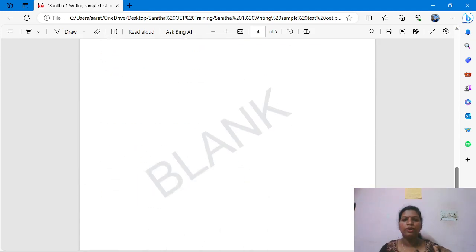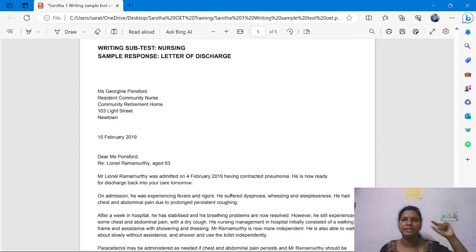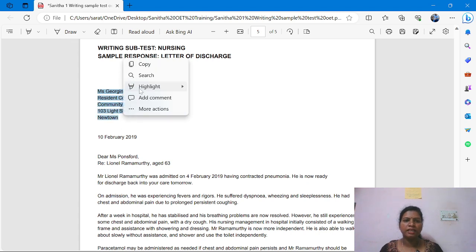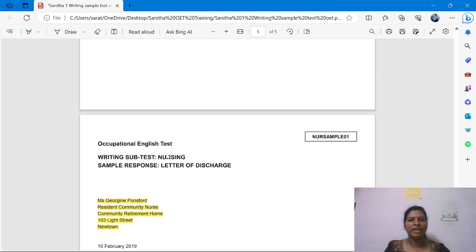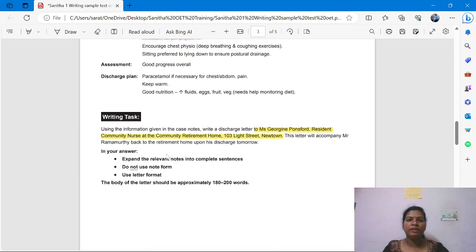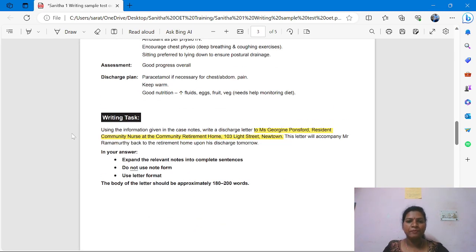First, I told you that you have to write the initial, that is the recipient name and address. This is the recipient name and address: Miss Georgina Ponsford, Resident Community Nurse, Community Retirement Home, 103 Light Street, Newton. You will get the recipient name in the writing task. Here in the writing task, you will get the recipient name and address.